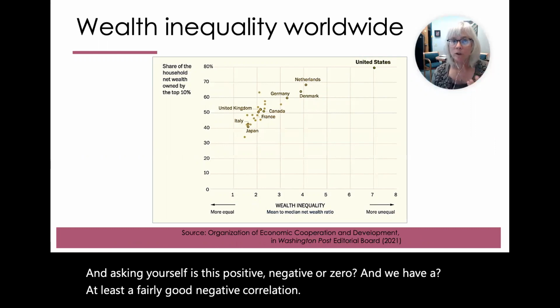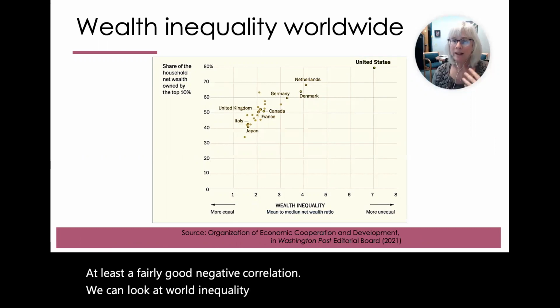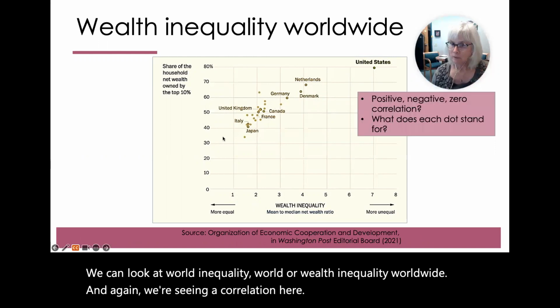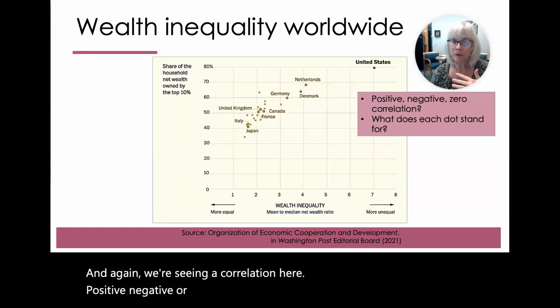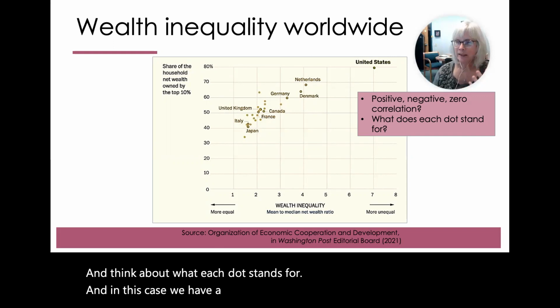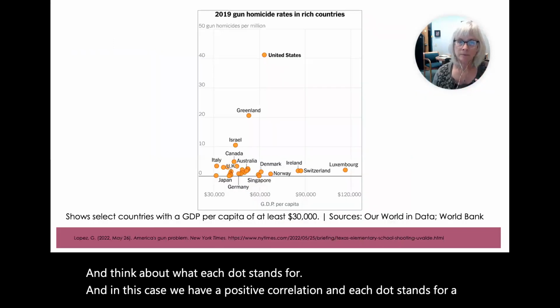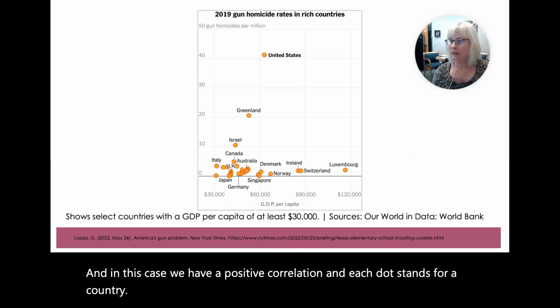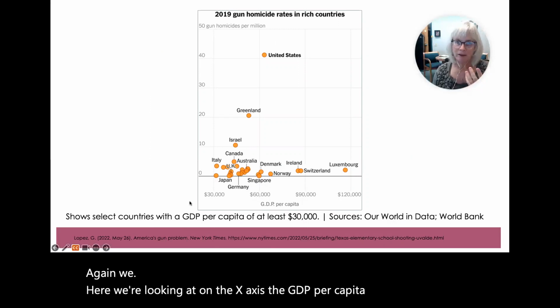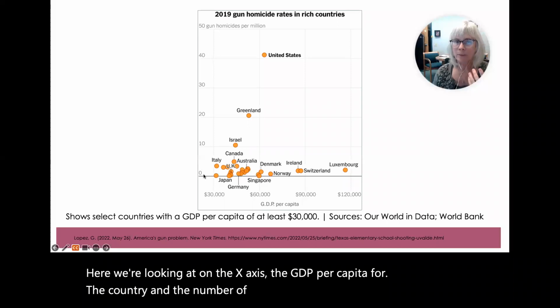We can look at world inequality, wealth inequality worldwide. And again, we're seeing a correlation here. Positive, negative, or zero, and think about what each dot stands for. In this case, we have a positive correlation, and each dot stands for a country. Again, here we're looking at, on the x-axis, the GDP per capita for the country and the number of gun homicides per million.